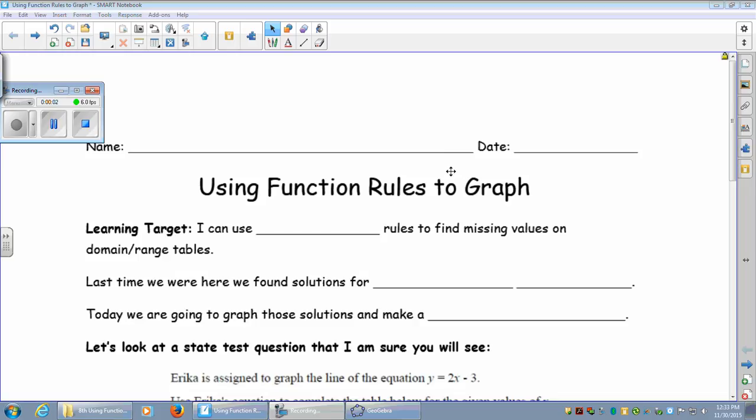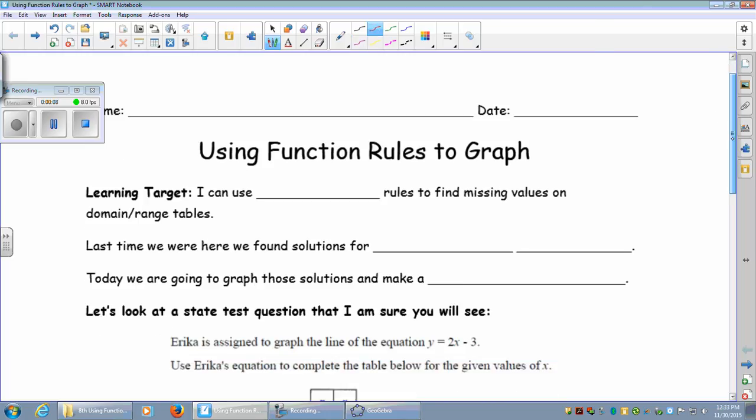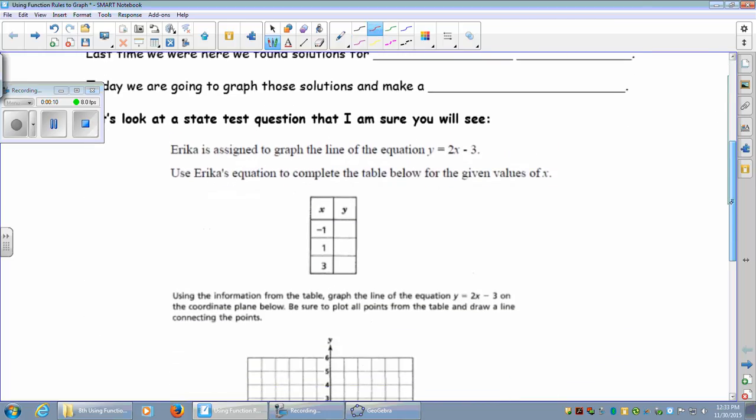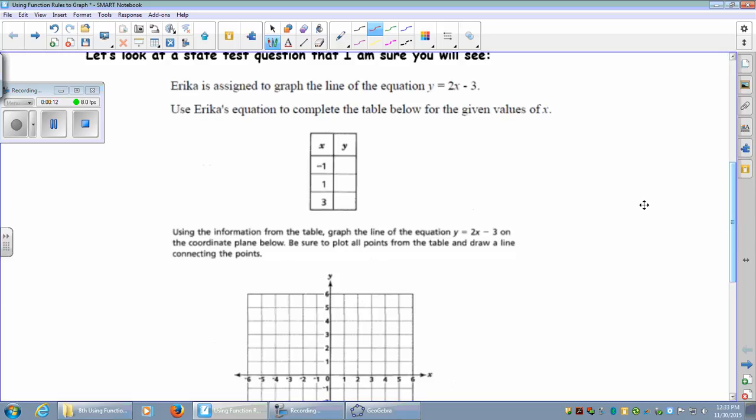Alright, so here are my notes on using function rules to graph. The way this is going to work today is we're going to start just like we did yesterday by me showing you an old state test question. So this one says Eric is assigned to graph the line of this equation. We learned that was called a function rule yesterday. Use Erica's equation to complete the table below.